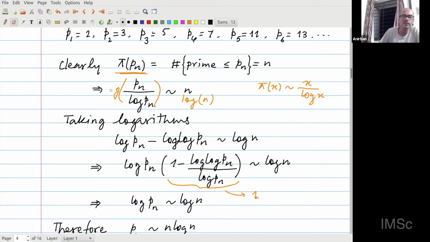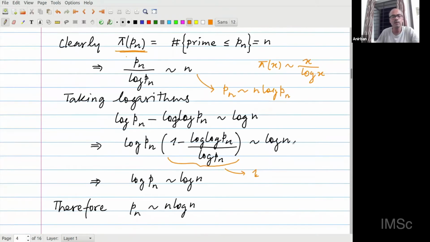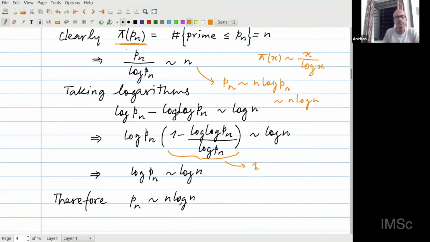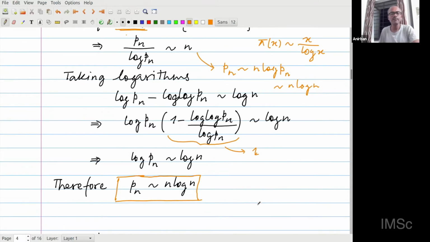Now let's get rid of these logs. What we have seen here is that Pn is roughly n log Pn, and we have seen that log Pn is roughly log n. So this is n log n, and that is what I have written here. Therefore, the nth prime Pn is about n log n. So the size of the nth prime is about n log n.